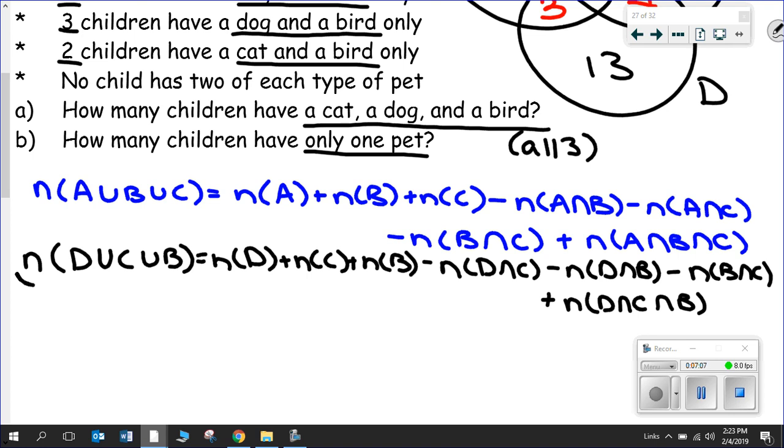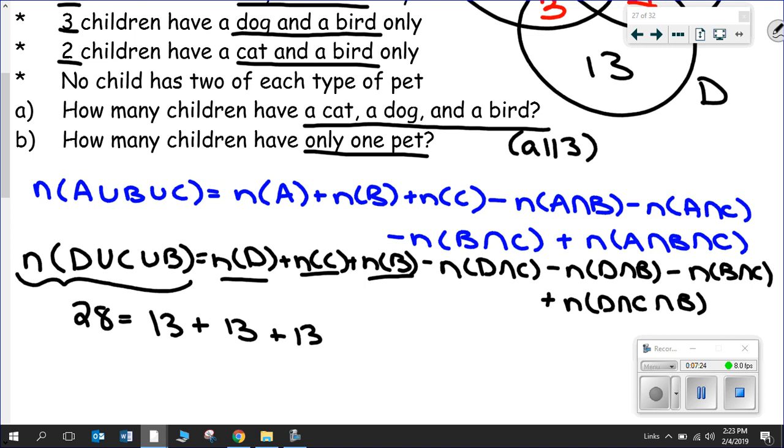So this part right here, the number of dogs and cats and birds, they're all of them. And we know that there are 28 that have all 3. Now the number that had a dog were 13, plus the number that had a cat was 13, plus the number that had a bird was 13.